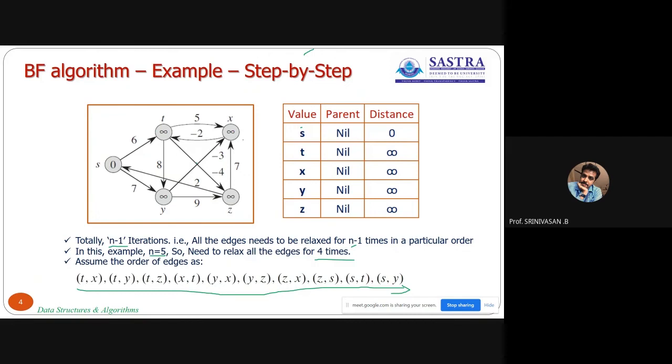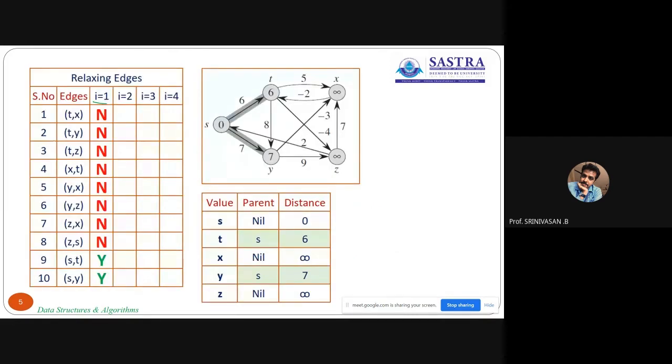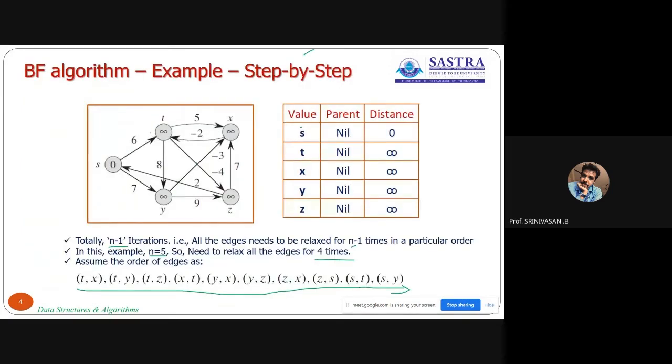See this. I'm going to start from t comma x. So t comma x means this edge. Whether you want to relax the t comma x edge, this cost is infinity. From this graph, I have to apply all the edges. So infinity plus 5 is already infinity. So in a node, I have written that as the shortest distance. You see that.